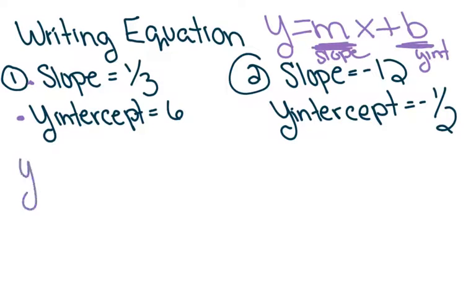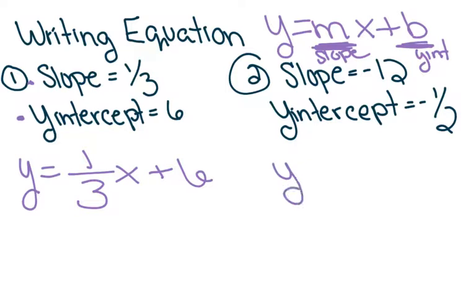So I'm going to write it as y equals my slope. I'm replacing the m with 1/3. We got our x, and then our y-intercept is 6, plus 6. All right, let's check another one. We have a slope of -12 and a y-intercept of -1/2. So again, y equals the first piece, the m that we fill in as our slope, so -12 with our x, and then our y-intercept is -1/2, so minus 1/2.